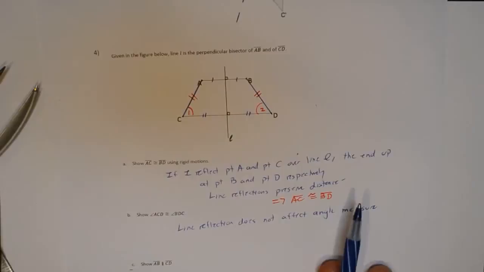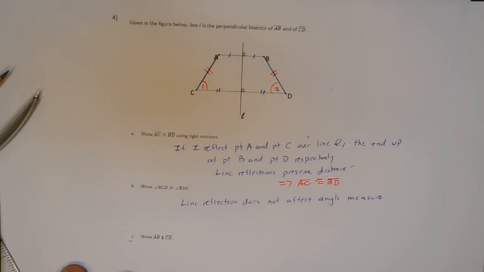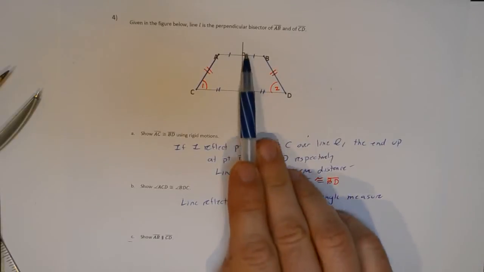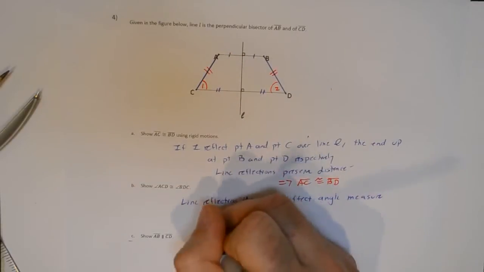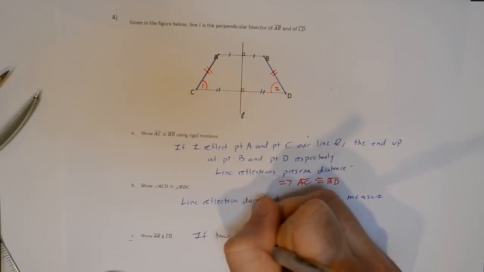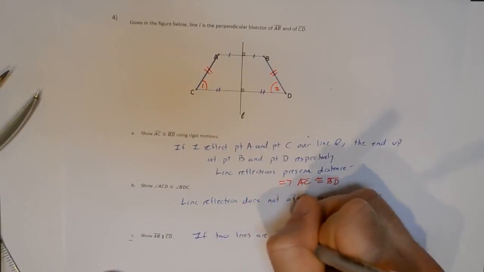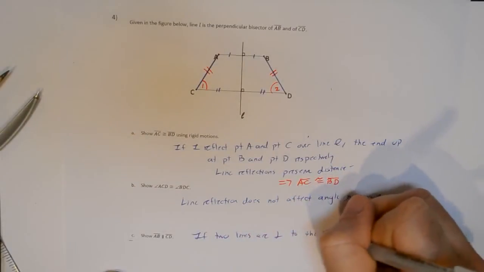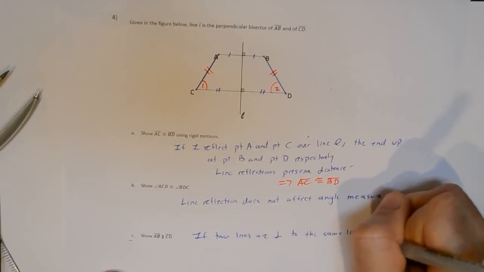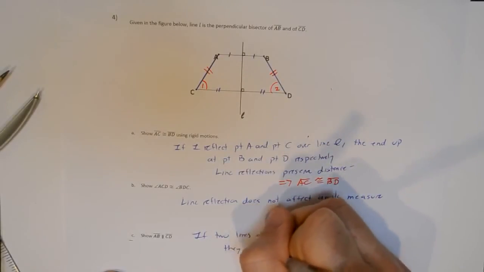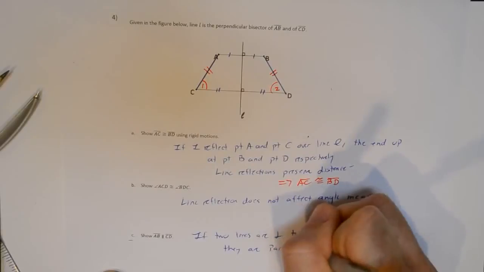Show AB is parallel to CD. Move this up a little bit for you here. Well, line AB and line CD are both perpendicular to line L, right? And if two lines are perpendicular to the same line, then they are parallel. If you give that a little bit of thought, it should make total sense to you.